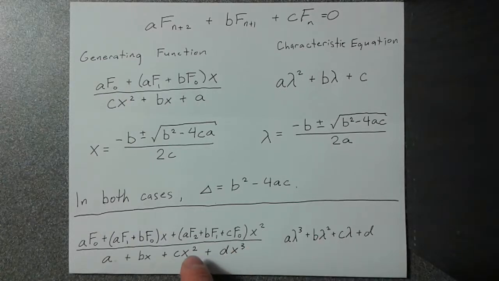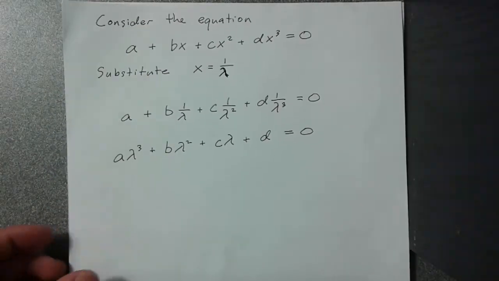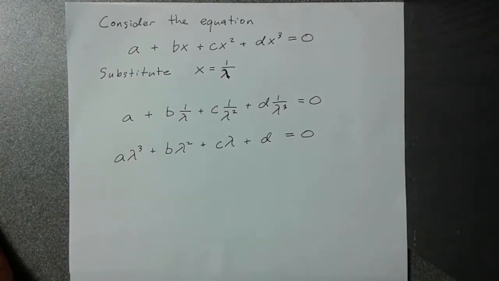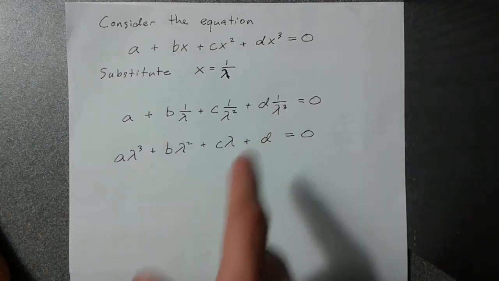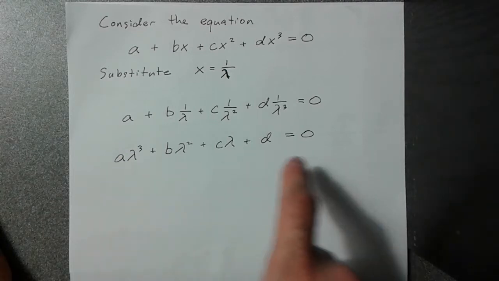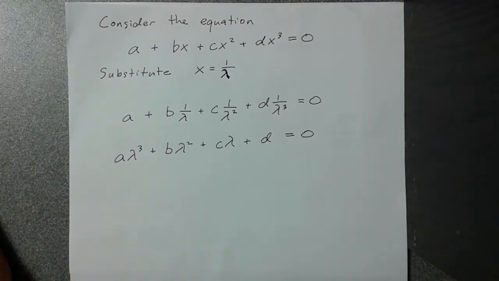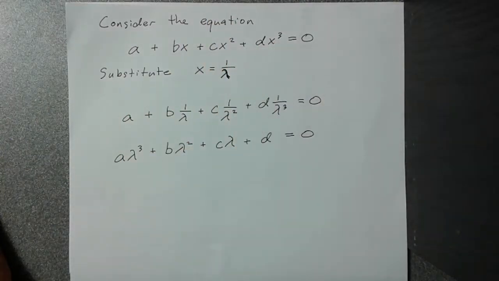And so let's just take the denominator of this equation here. So we take the denominator of the generating function and we set it equal to 0. Then you just use a substitution, x is equal to 1 over lambda, plug them in, multiply both sides by lambda cubed, and then you arrive at this equation, which is exactly the characteristic equation. And so clearly these would have repeated roots. What that means is that this has a repeated root if and only if this has a repeated root.